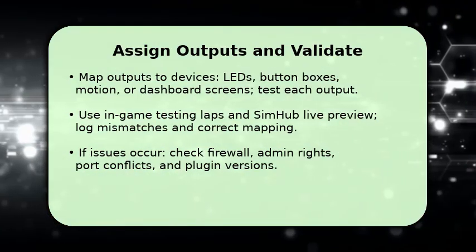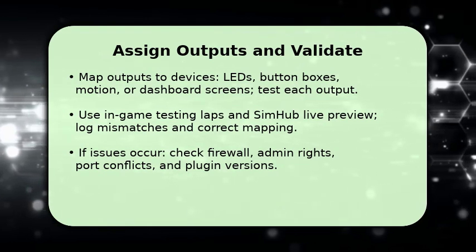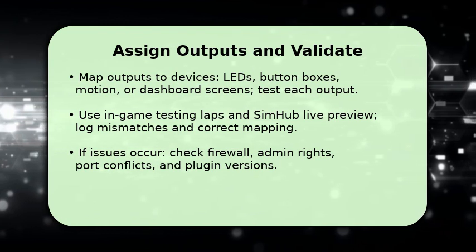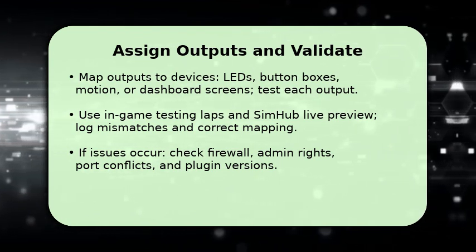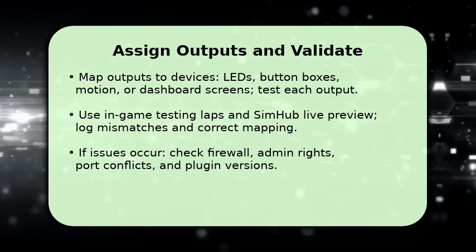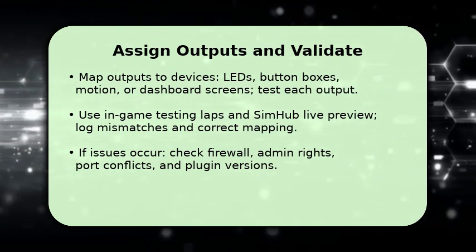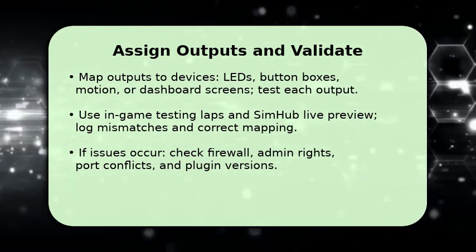Finish by assigning outputs to actual devices and validating under load. Map LED, button boxes, dash screens, or motion outputs in Simhub, then run in-game test sessions while watching Simhub's live preview. Make sure telemetry-driven events trigger the correct device and adjust timing or scaling if animations lag.